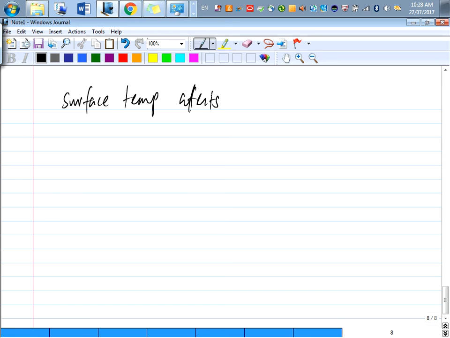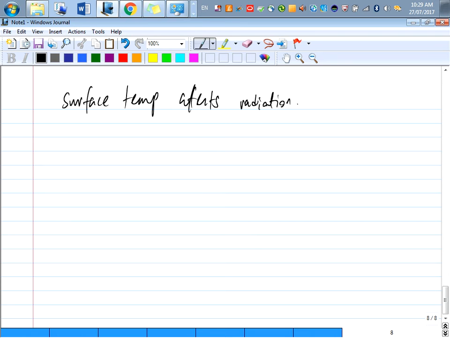Highlight it on page 141. Affects radiation. The higher the temperature relative to the surroundings, the higher the rate of emission of infrared radiation.